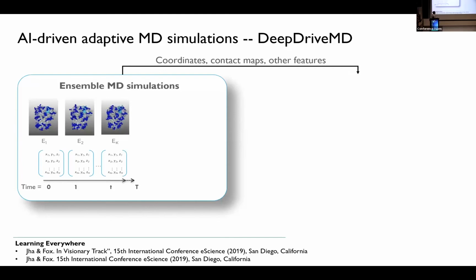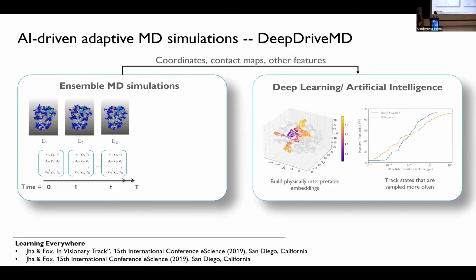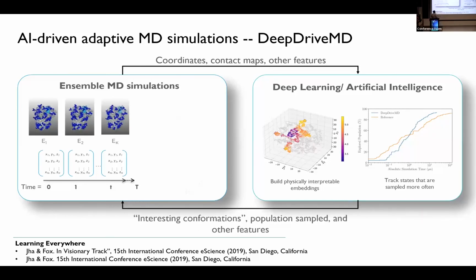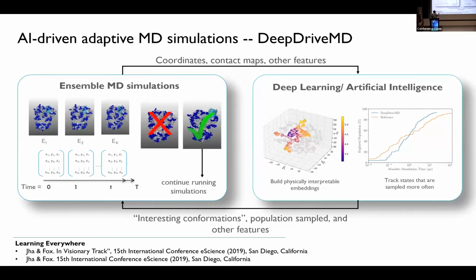But unfortunately, that's very expensive to do via single snapshot computing or other adaptive sampling techniques. So that's where we said, okay, we'll use our deep learning and artificial intelligence tools to build physically meaningful embeddings. That's the same idea that I was presenting to you about large language models. Use those to track the states that you're sampling more often. And if you see that there are some interesting conformations, you start the simulations from there. So the one that is shown with the tick mark, you continue simulations from. You stop the other ones that are not progressing.